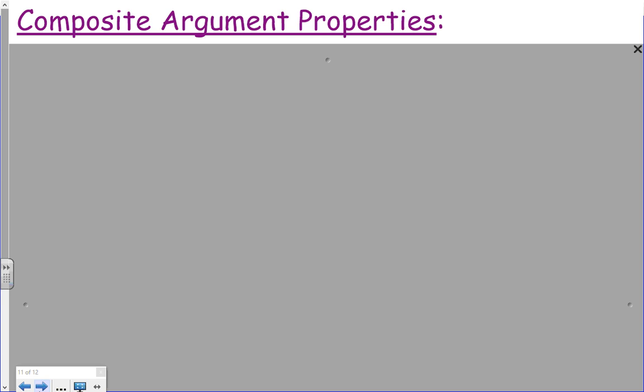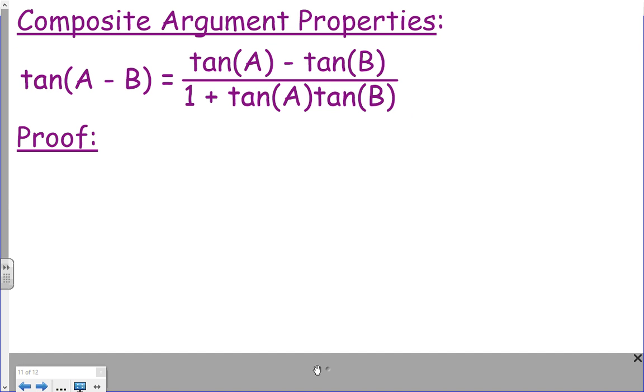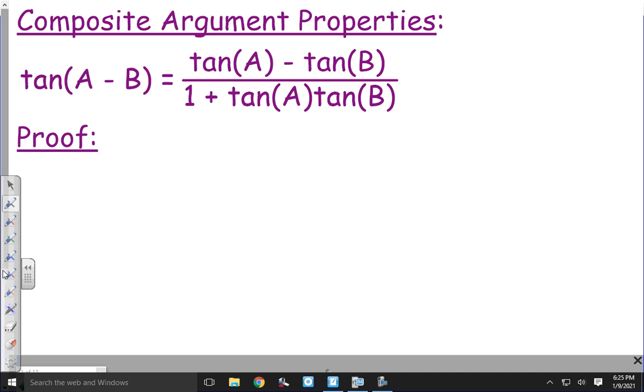All right, so we've got two more properties here dealing with tangent. So remember that we said that the tangent of A minus B is equal to the tangent of A minus the tangent of B, all over 1 plus tangent of A, tangent of B. And we kind of hinted how we're going to prove this when we were talking about this property in the first section. We said that we have a quotient property for tangent. Tangent can be rewritten as sine over cosine, and that's what we're going to do here.